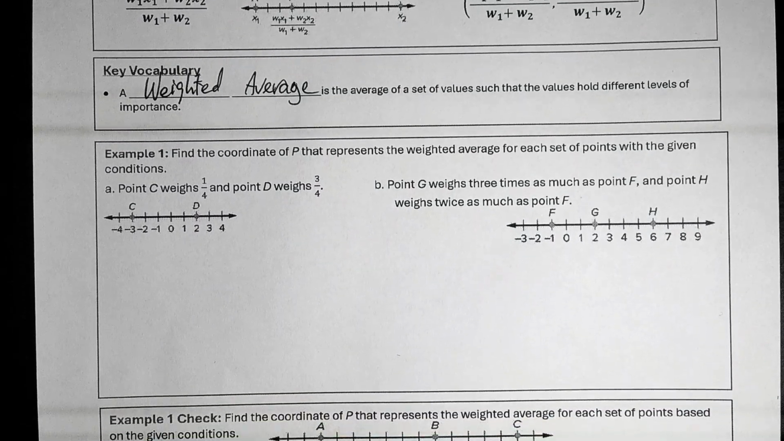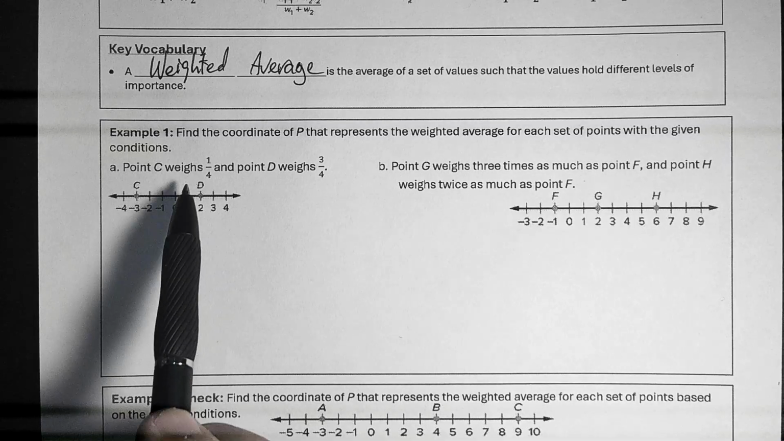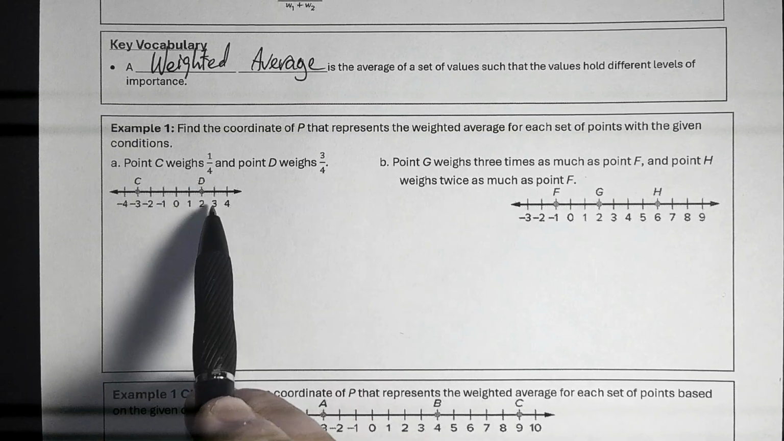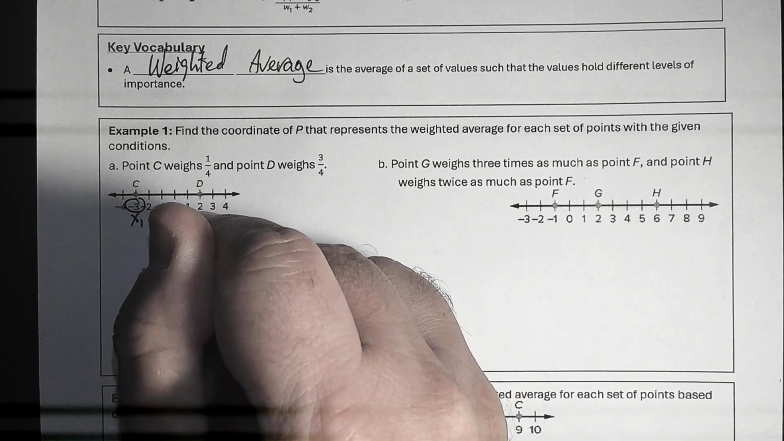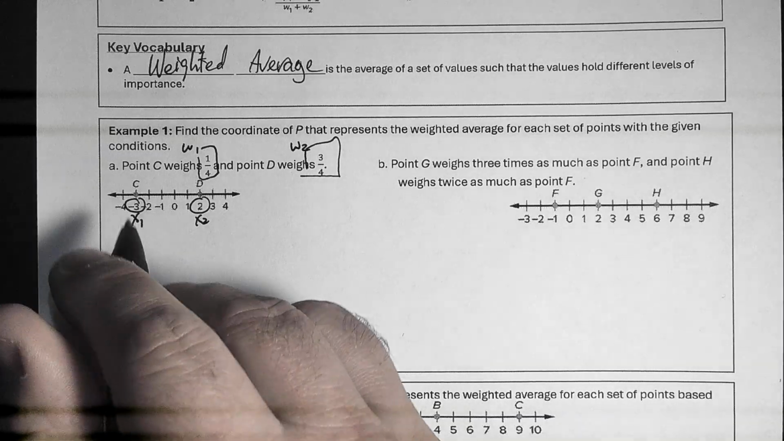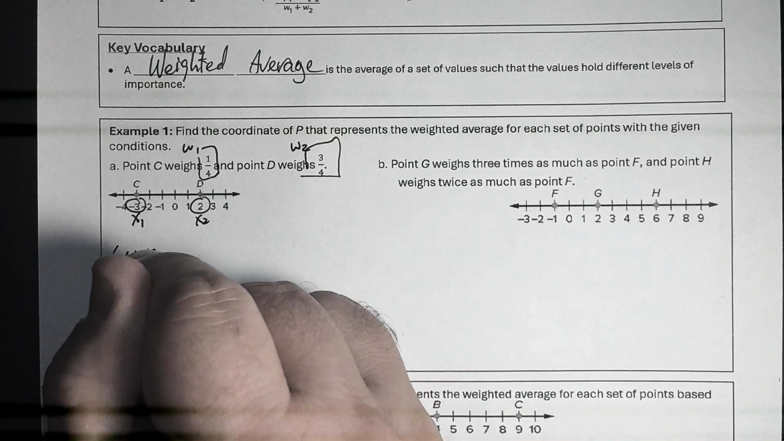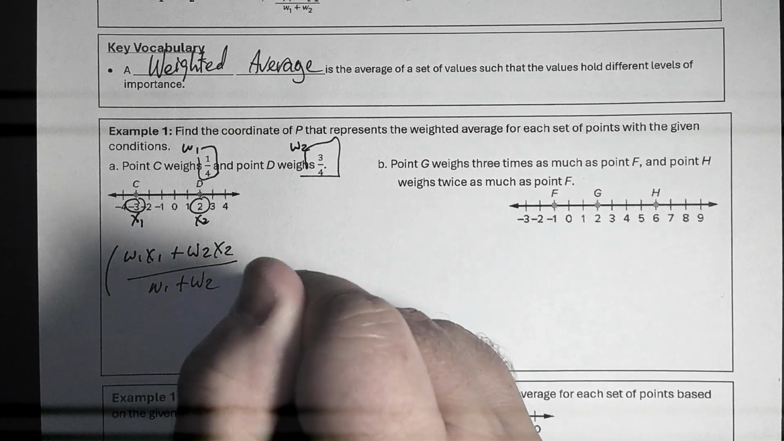Alright, scooching down the page here. Example 1: find the coordinate of P that represents the weighted average for each set of points with the given conditions. On this side they tell us that C weighs 1/4 and D weighs 3/4. C is going to be our x1, D is going to be our x2, this is our weight 1, and this is our weight 2. And we're going to go down here and say W1x1 plus W2x2 divided by W1 plus W2.